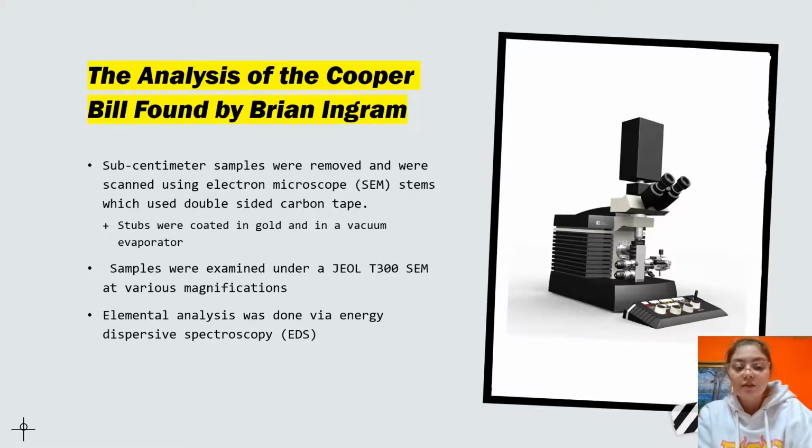Elemental analysis was also done via energy dispersive spectroscopy, EDS, which is an analytical technique that enables the chemical characterization or elemental analysis of materials. A sample is excited by an energy source, kind of like the electron beam of an electron microscope, which dissipates some of the absorbed energy by ejecting a core shell electron.